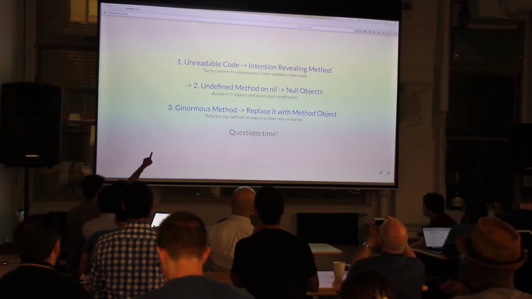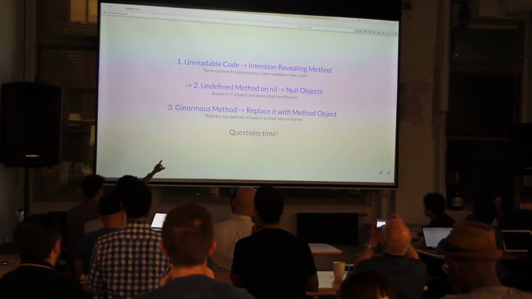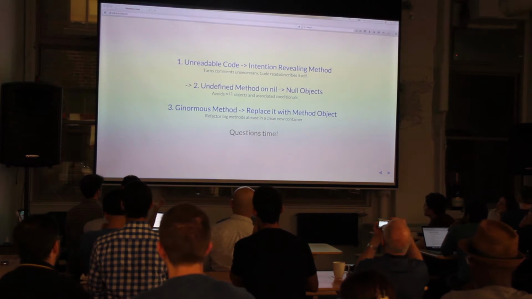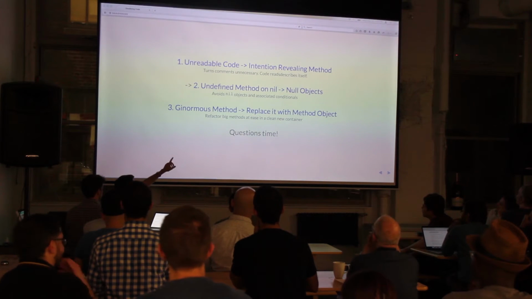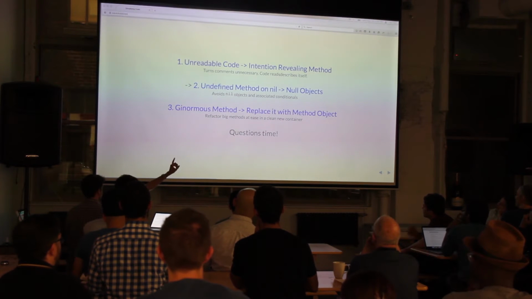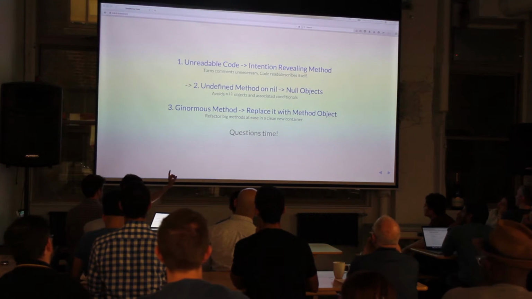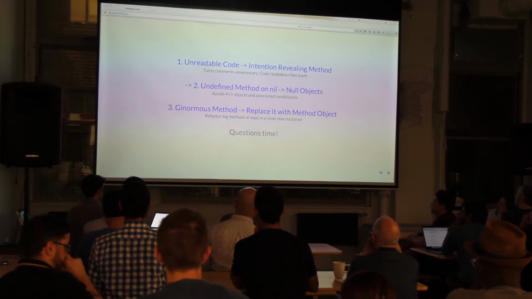We just saw how to fix unreadable code: the intention revealing method is a pattern that we saw. Now we'll tackle the typical problem that we get in Ruby, which is the nil object. Have you seen this error message, undefined method X on nil? Okay, I'm very happy. Then it's going to be useful. We're going to see a pattern that's called null object, that's coming right now, and the third one, ginormous method, how to replace it with a method object. And that's where we are going to see how to add tests for it, or see a link that explains how to add tests for it.